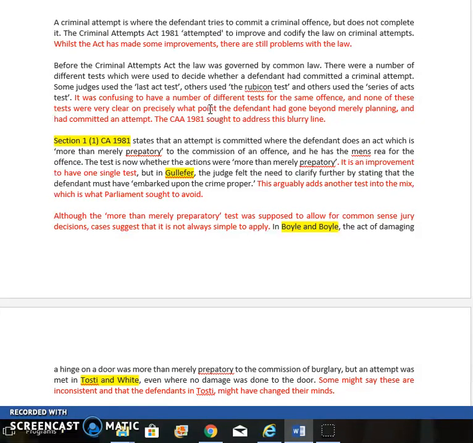I've abbreviated now to the CAA 1981. That, of course, means the Criminal Attempts Act. So the idea behind this act was it was going to address this rather blurry line. But unfortunately, it's doubtful how much it's done that.